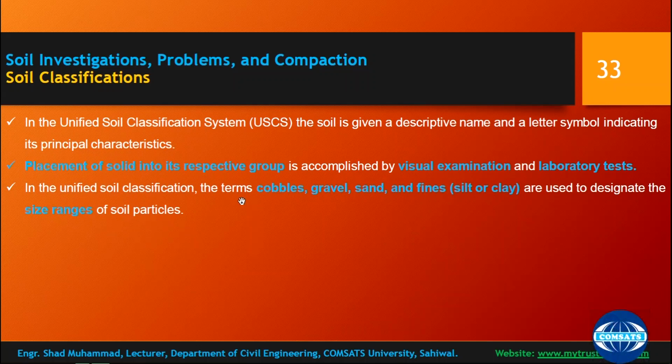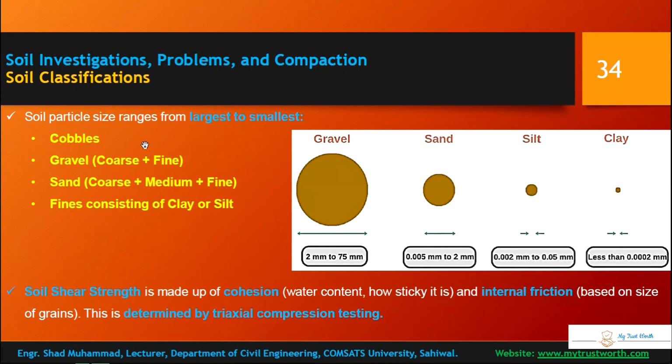So soil particles are classified in groups of cobbles, gravel, sand, and fines on the basis of the size range of soil particles. Soil particle size ranges from largest to smallest. Cobbles are largest, then gravel, subdivided into coarse gravel and fine gravel, then sand: coarse and medium. Fines include silt and clay. Gravel size is 2 mm to 75 mm. Sand size is 0.005 to 2 mm, and 0.002 to 0.005 mm is silt and clay.